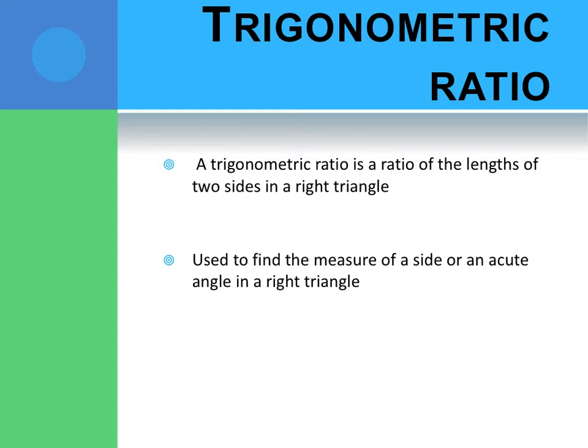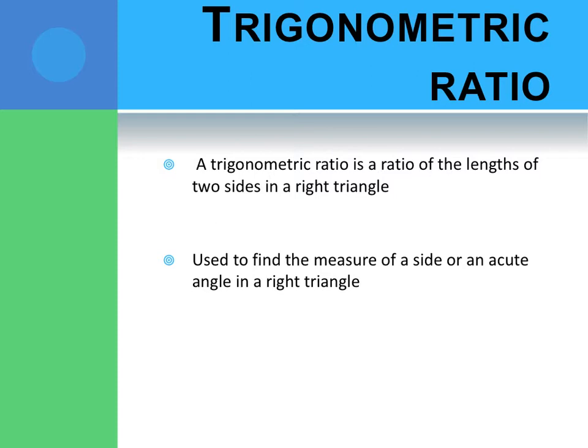So a trigonometric ratio is the ratio of the lengths of the two sides in a right triangle. We're going to be using these trig ratios to find the measure of a missing side or maybe a missing acute angle. So they're going to give you some given information. They're either going to give you an angle and a side, or maybe they'll give you two sides. Then you're going to have to find a missing piece from your triangle.